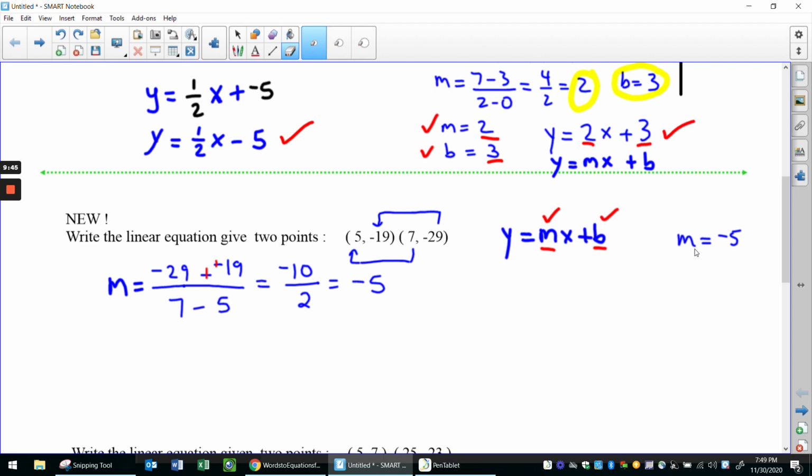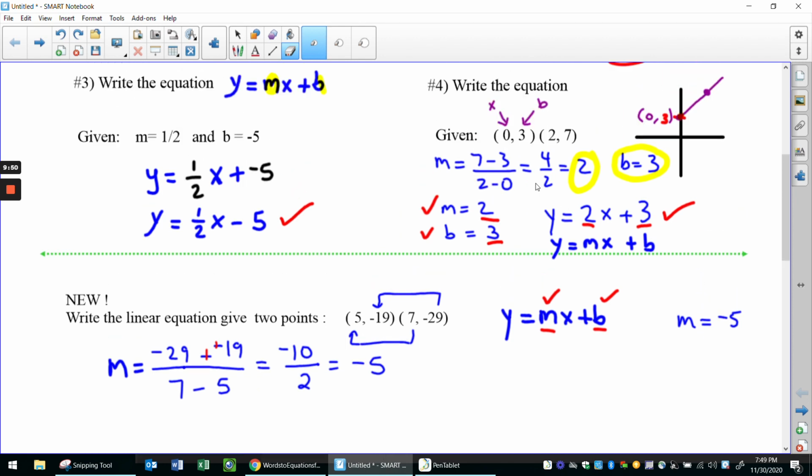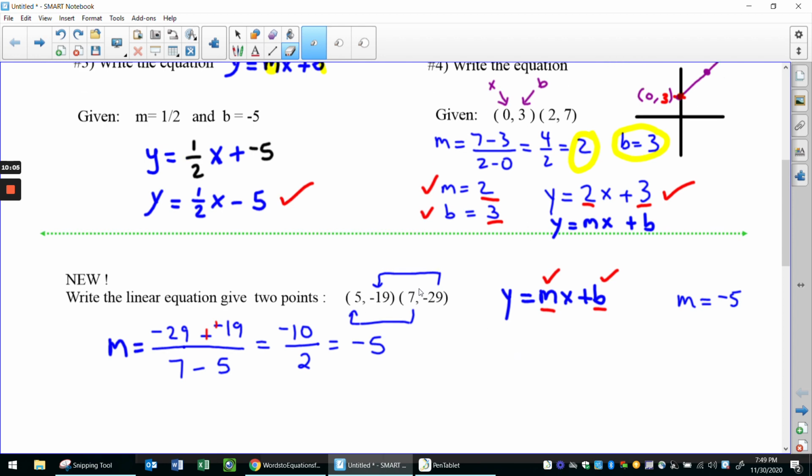What about the y-intercept? Well, if you recall the previous example, example number 4, we knew what the y-intercept was because when x is 0, the y would be your b, which would be your y-intercept. But in this case, none of these 2 points has a 0 for x. The first point is 5, and the second point is 7. The x values, I mean.